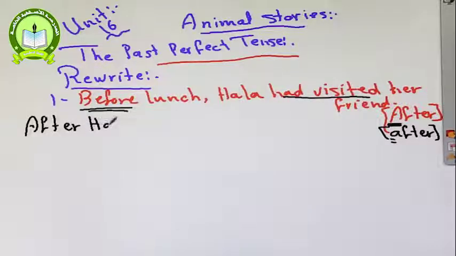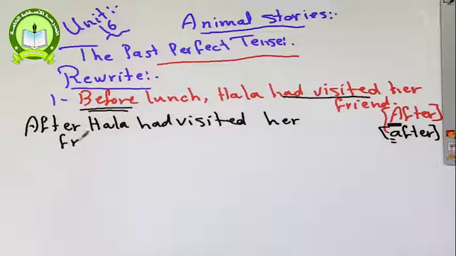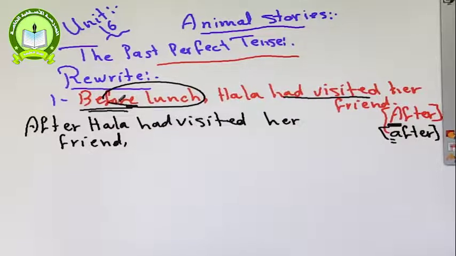So after Hala had visited her friend, comma, before lunch. So you should put a sentence in the past simple containing this, or the same meaning, that she had lunch.